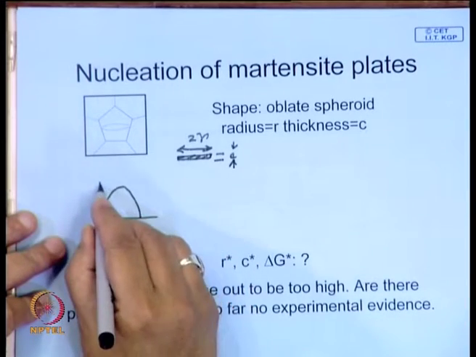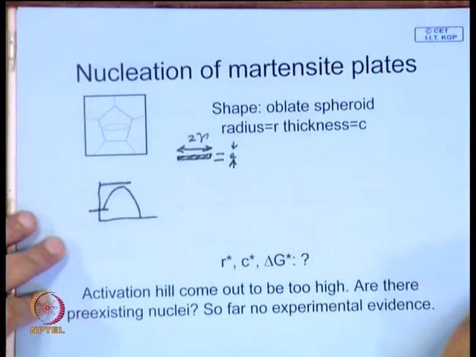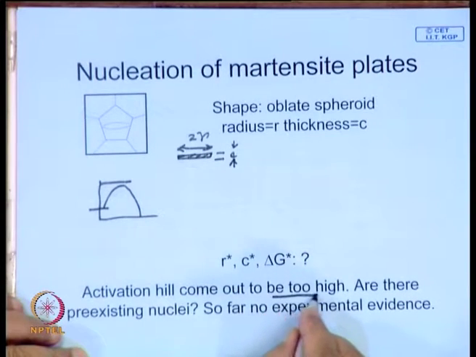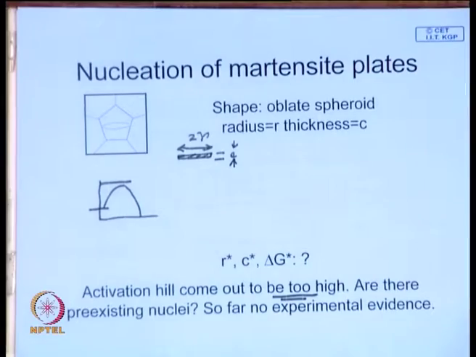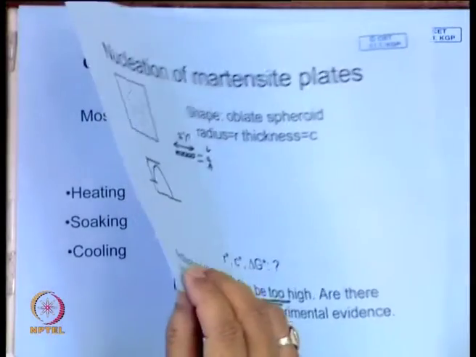So, you have an activation hill which must be overcome for the martensite transformation to take place, and people have calculated that this activation hill comes out to be too high. So, the doubt arises: if nucleation is important, how does nucleation take place if the activation hill is so high? Some people thought that possibly these nuclei are pre-existing and that the transformation is only growth controlled, and that growth is very fast. But nobody has seen this, and it is extremely difficult to prove experimentally. There is no experimental evidence of a pre-existing martensite nucleus.